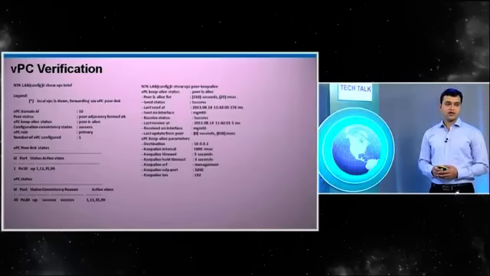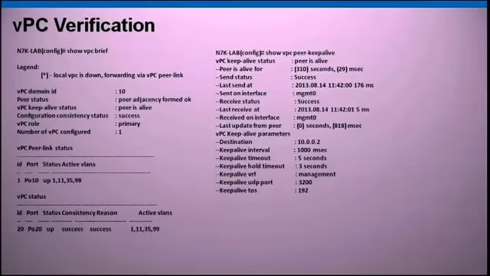Another important command is show VPC peer keep alive. So this command basically gives you an idea about how the keep alive messages are flowing over the VPC peer link. So as you can see here, it says that my peer is alive, how long it has been alive, when the last peer keep alive was received, what is the IP address of my VPC peer, and what are my keep alive timeout and the hold time timeout intervals.